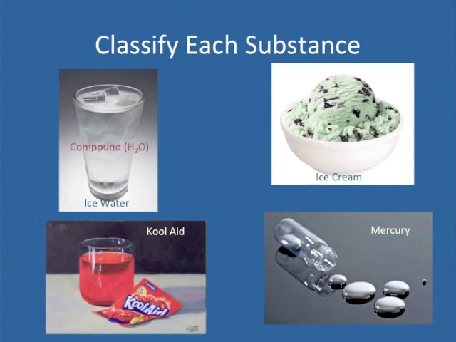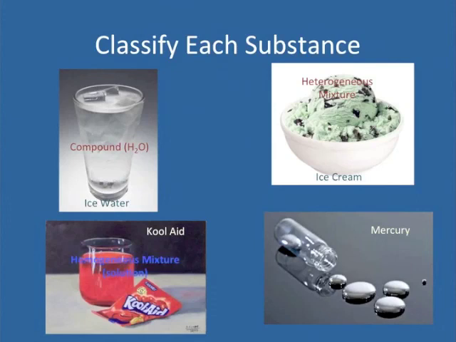Ice water is a compound. It's hydrogen and oxygen together, but it's all made of H2O. It's all the same stuff all the way through, so it's a pure substance, and it's a compound. Ice cream is a heterogeneous mixture. It's not the same stuff all the way through. You could take 1 spoonful of ice cream and have no chocolate chips in it, and another one and have lots of chocolate chips in it. That's what makes it heterogeneous.